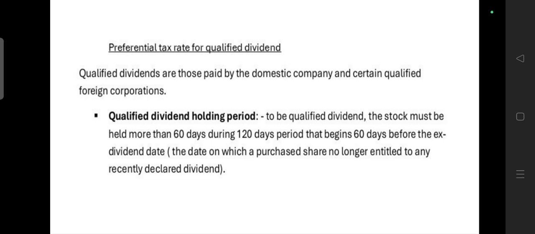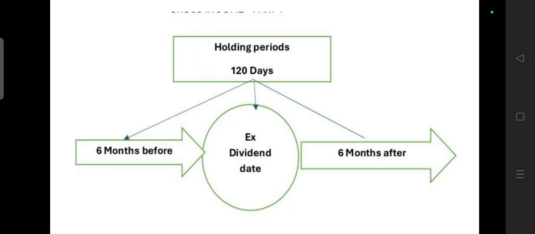Government authority or stock exchange authority. They are listing those foreign companies, and their dividend will become a qualified dividend. But the picture is still not complete. One more condition is there. You have to hold the stock for more than 60 days.